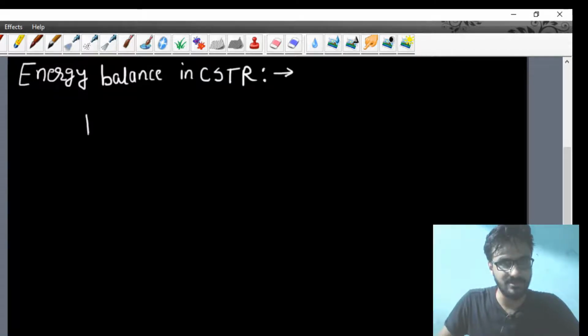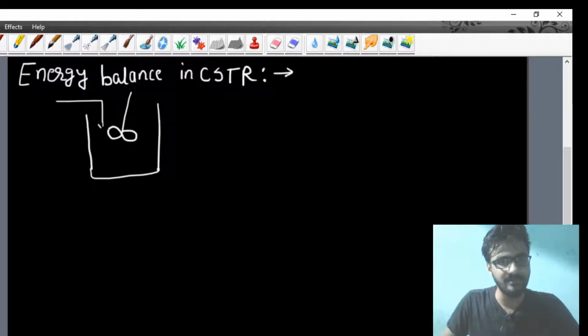So I am just going to denote it pictorially. This is a continuous stirred tank reactor. You all know the basic things of the continuous stirred tank reactor. Why is the name continuous stirred tank reactor, my dear students?